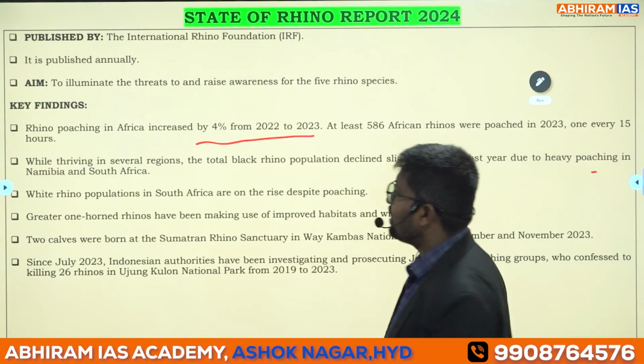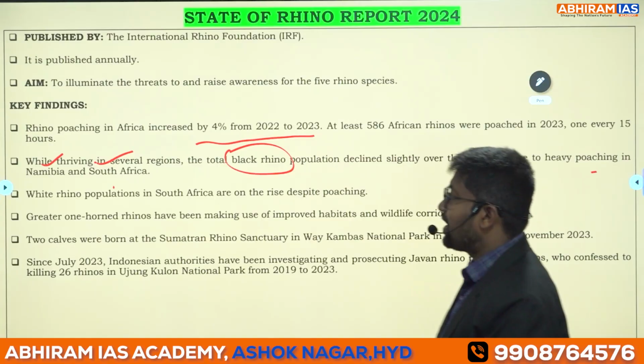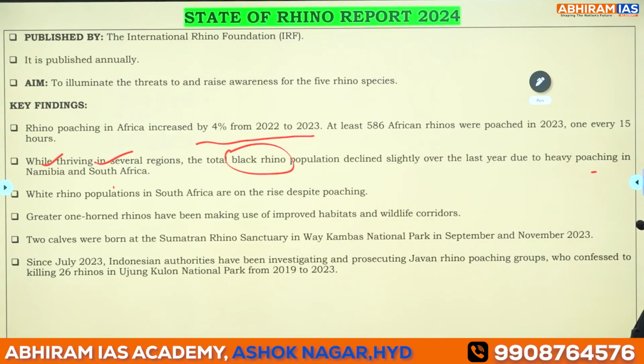Where does black rhino poaching happen the most? Namibia and South Africa. Where does white rhino poaching happen? White rhinos are in South Africa.